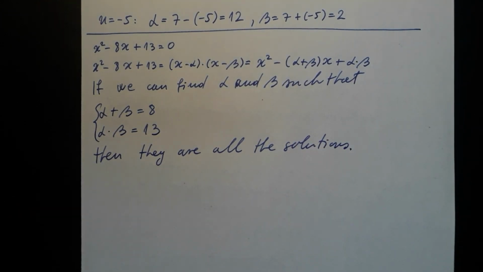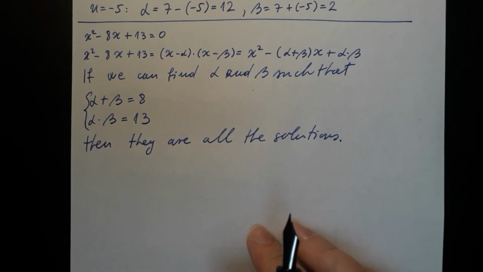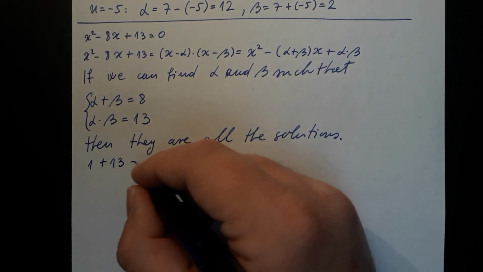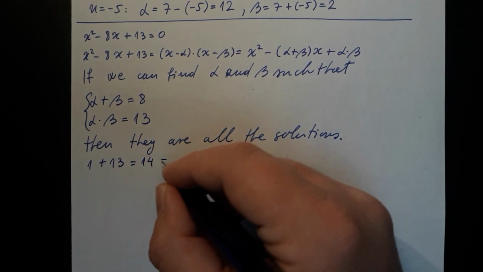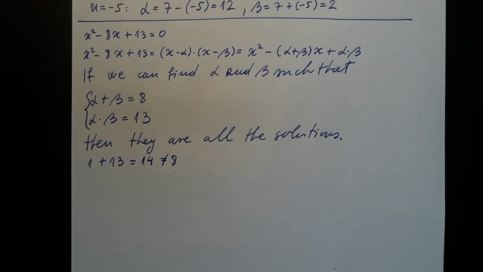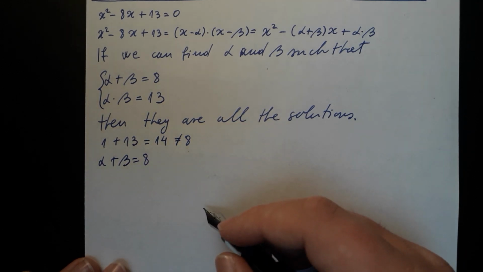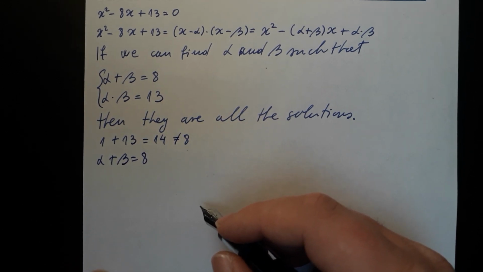Thirteen is a prime number, and that means that except 1 and 13, it is not obvious which other two numbers give the product of 13. And if we try the pair 1 and 13 as alpha and beta, we get that their sum is equal to 14, which is different than 8. So let's start from the sum again. Alpha plus beta is equal to 8. The question is, what would give me a sum of 8? And the average of 4 will give me the sum of 8.